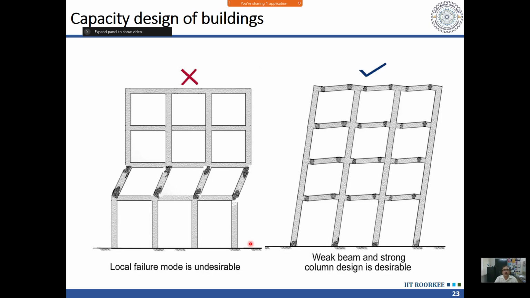So if the columns are weaker, then the failure will occur in the columns, and in that case the failure is going to be brittle. On the other hand, if the columns are stronger than the beams, then we have the well-known principle of a strong column, weak beam.